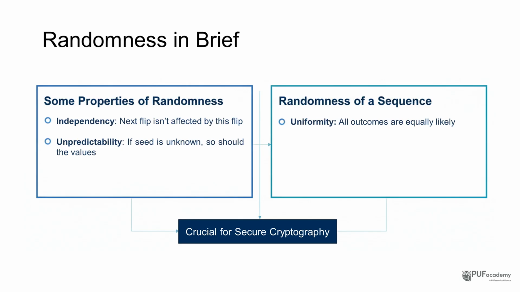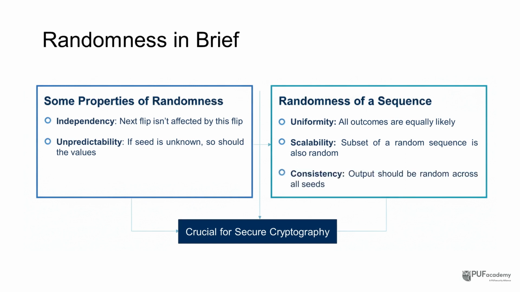Next, we look at what makes a whole sequence truly random. A good random sequence must have uniformity. This means that when you look at all the possible outcomes, they should be equally likely. For example, in a truly random sequence of numbers from 1 to 10, the number 7 should appear almost equal to the number 3. Then there is scalability. This simply means that if you take a smaller part or a subset of a longer random sequence, that smaller part must also be random.